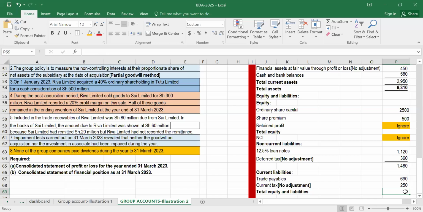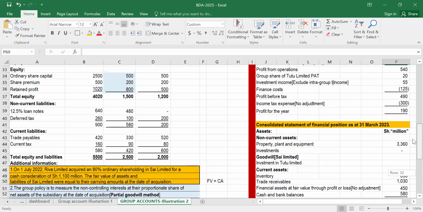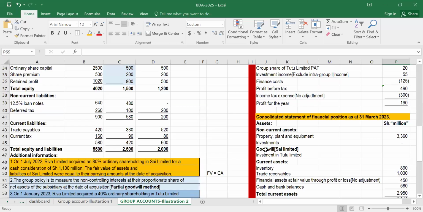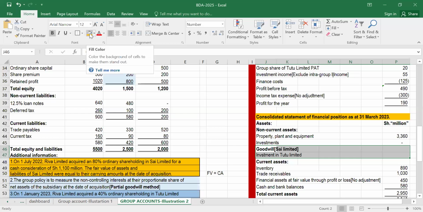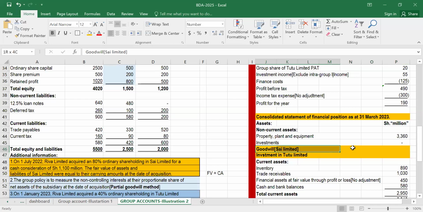So basically, the total, no need of getting that. Yes, I think there are two items which we need to compute here. These two items: the goodwill on acquisition of ZT, and also the investment in associate, which is 22. So I want us to start by computing the goodwill on acquisition. Basically, this will be a working.